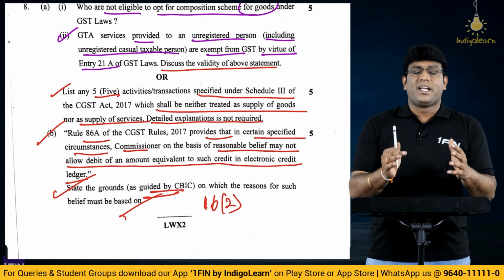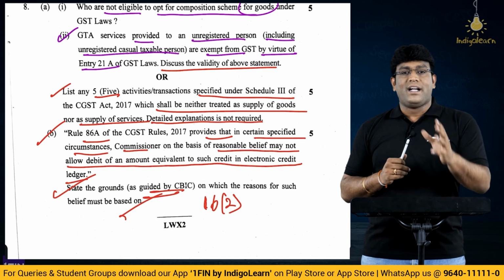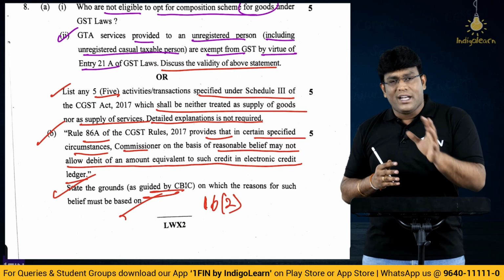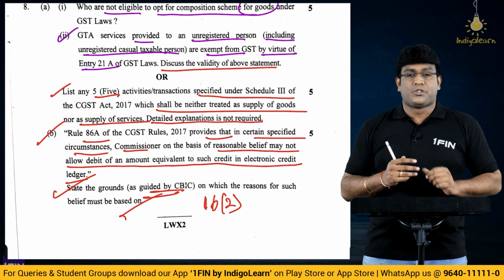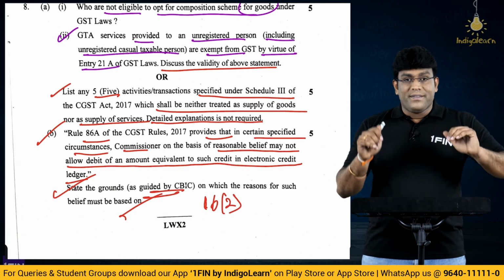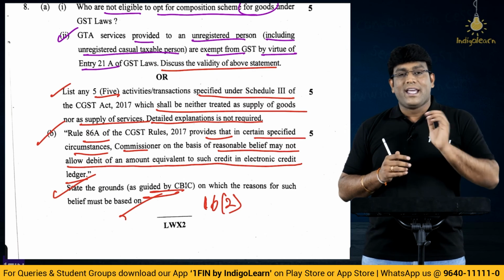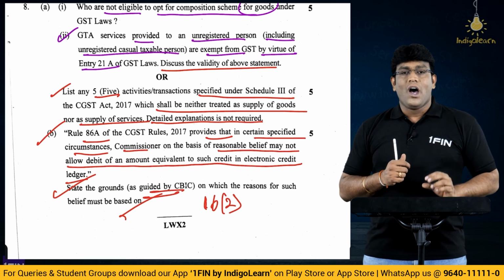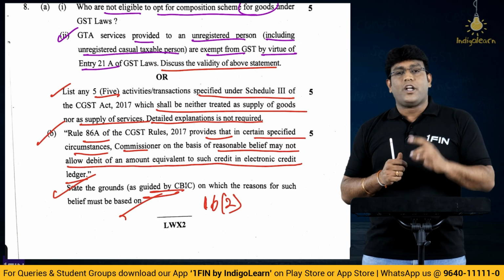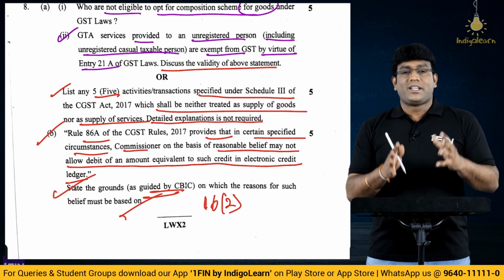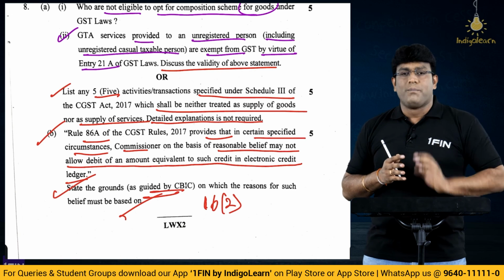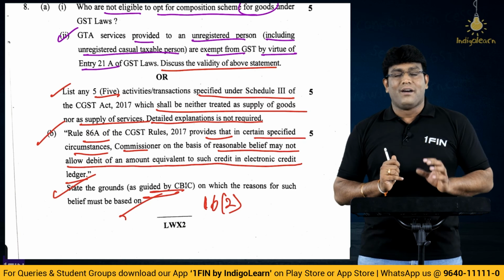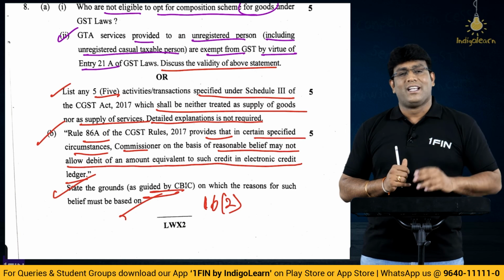Something like he has availed credit without tax paying document. He has availed credit even though goods have not been received. Or he has availed credit even though supplier did not pay tax to the government. Or he has availed credit even though he has not filed the return. Or credit is availed, goods are received but there is no tax invoice. Or he is not conducting business from declared place of business. In all these cases, commissioner has got power to disallow credit from electronic credit ledger.